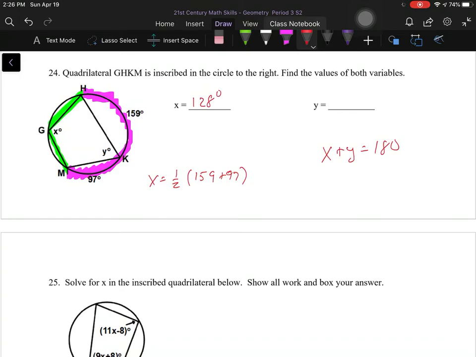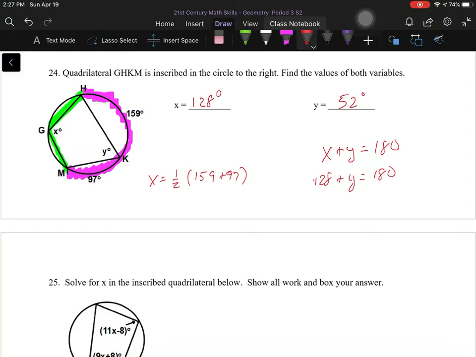So that's going to leave us with 128 degrees. And then I can come over here and plug that in. So 128 plus y equals 180. So then that's going to leave us with 52 degrees. Okay, so again, multiple ways of doing that. You could have found the other part of it and got y first and then solved for x. Again, it's however you see the problem.